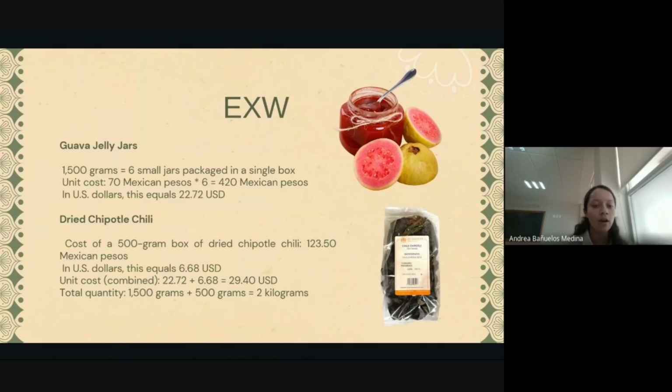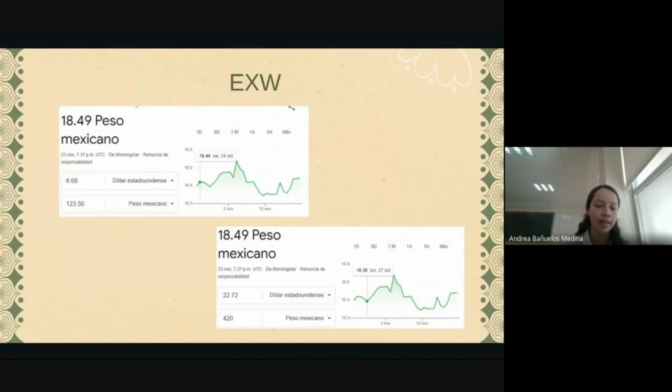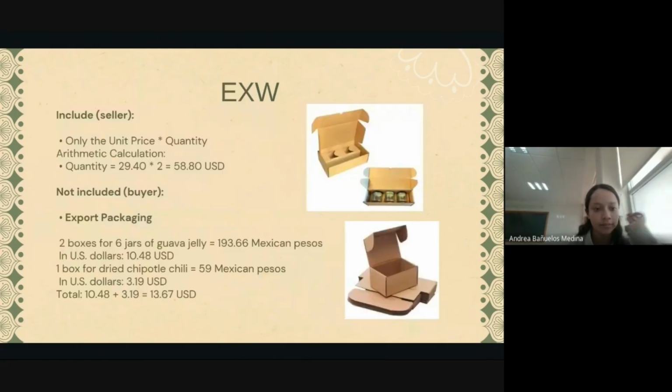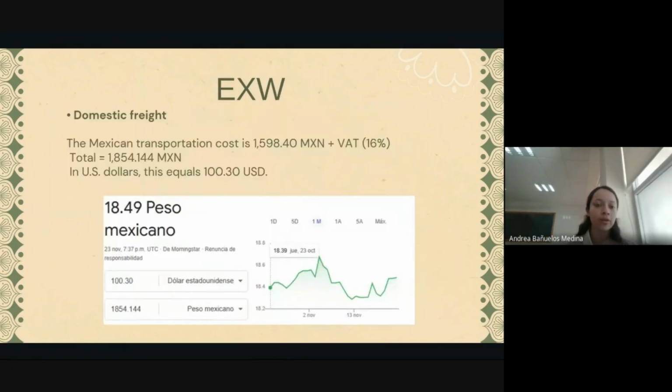And this is all the arithmetic calculation that we made for that. We also use dollars and Mexican pesos, but all the export is going to be in dollars. And we have a mini screenshot of the Mexican pesos and the dollars. For the packaging, we are going to use two boxes from different jars for the guava, and for the chili we are going to use only one mini box, because the weight is only 2 kilos. And we also have the screenshot of that.